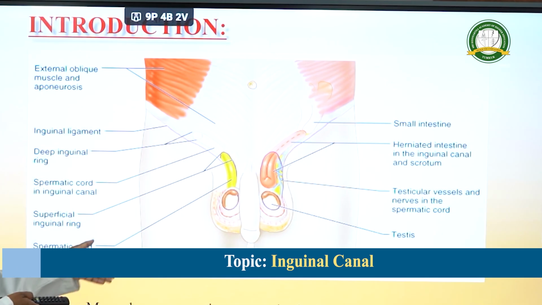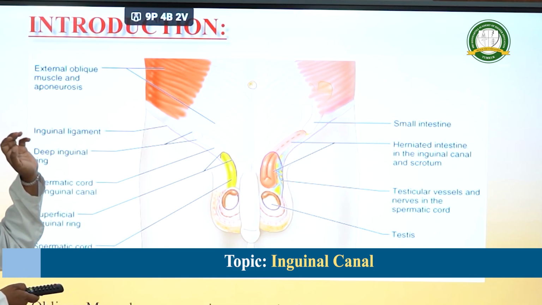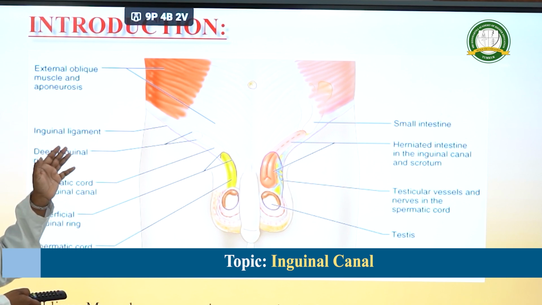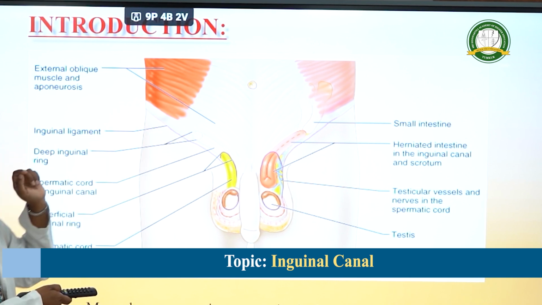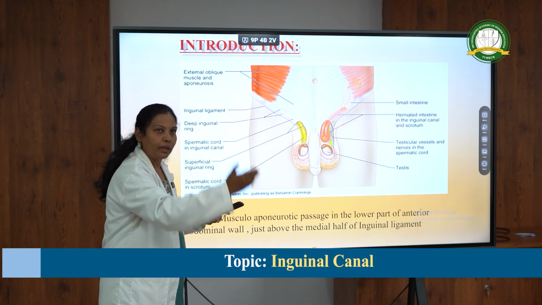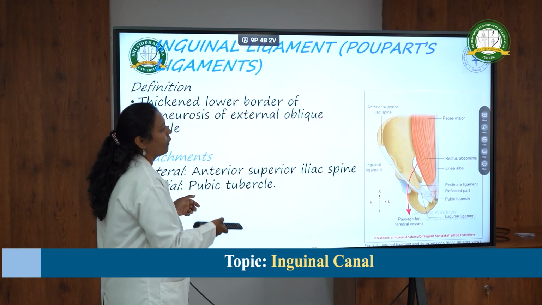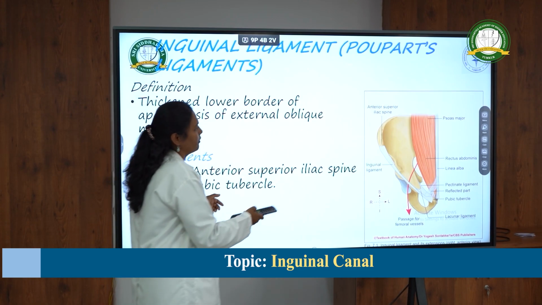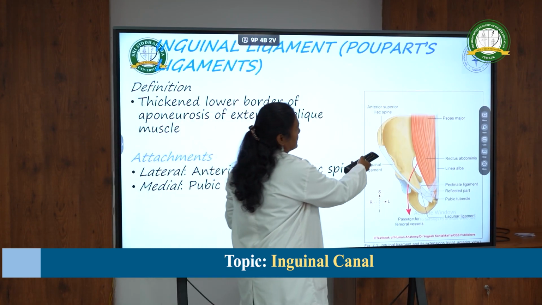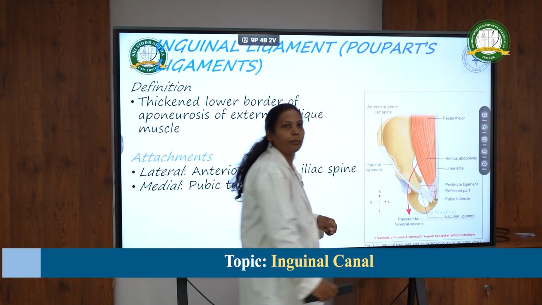So this is the image of the anterior abdominal wall, and here we are seeing the muscle of external oblique abdominis, and this is the aponeurosis of the same muscle. The lower free border of this muscle is folded backwards on itself to form the inguinal ligament. So this inguinal ligament is attached laterally to the anterior superior iliac spine and medially to the pubic tubercle.